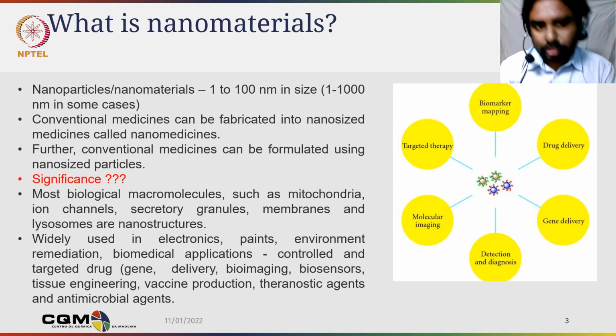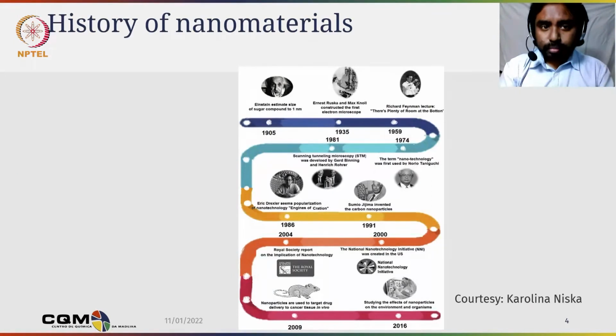so that's why it is highly beneficial in biomedical applications, right? Now we are going to see the history of nanomaterials. In 1905, Einstein first said the sugar compound is about 1 nanometer, right?